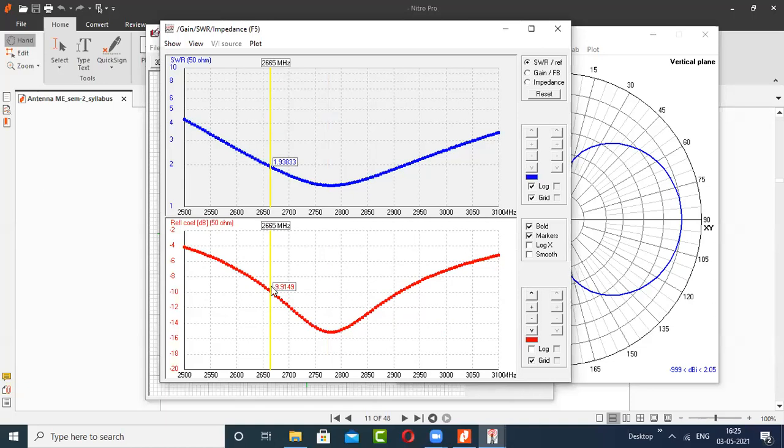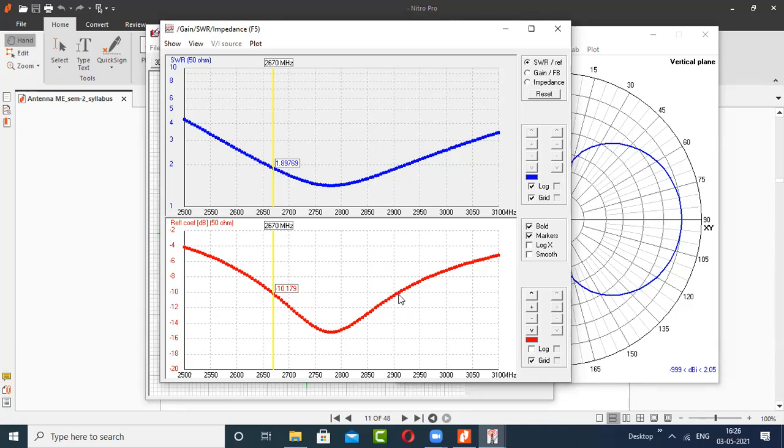You can see that it is near minus 10, or you can use the right arrow key to shift. If you are interested in exactly minus 10, you can see that at 2.67 gigahertz the reflection coefficient is minus 10.17 dB. So this is your lower cutoff frequency.